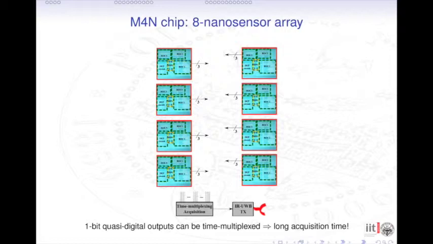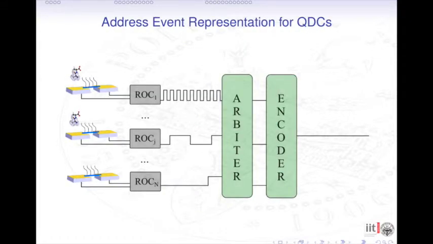Actually, if we want to apply a time multiplexing, we cannot guarantee a real-time acquisition, and so the final application is not really performant. The idea is to take inspiration from biology. So neurons work with a transmission of pulses from one neuron to the other one.